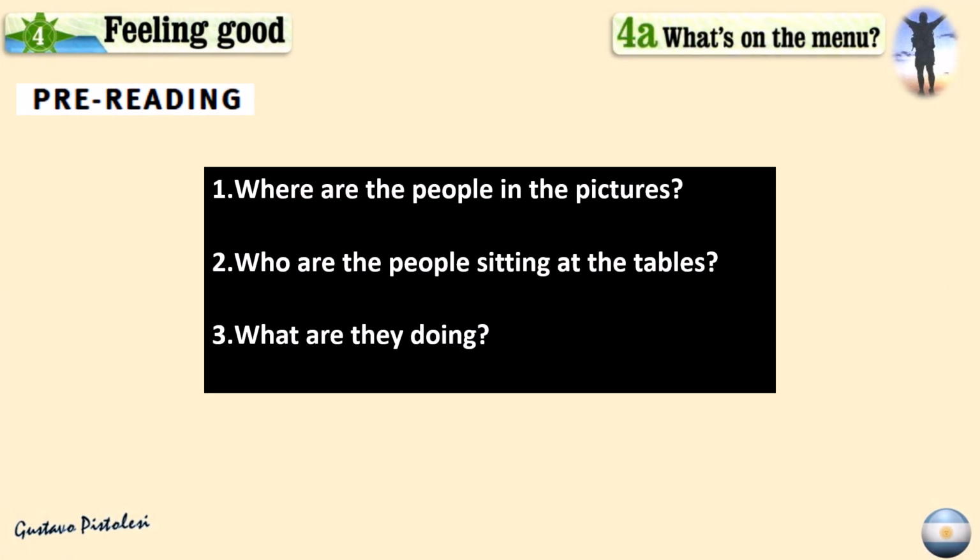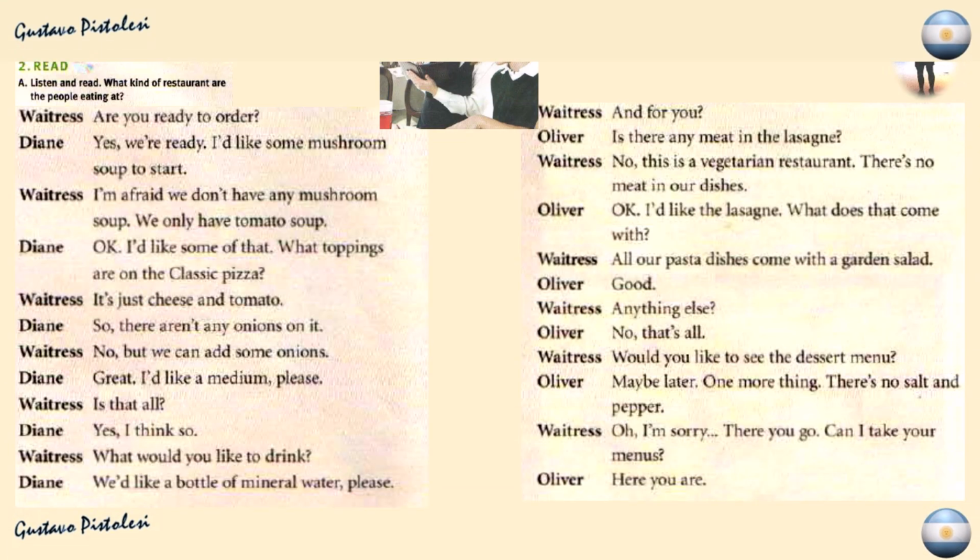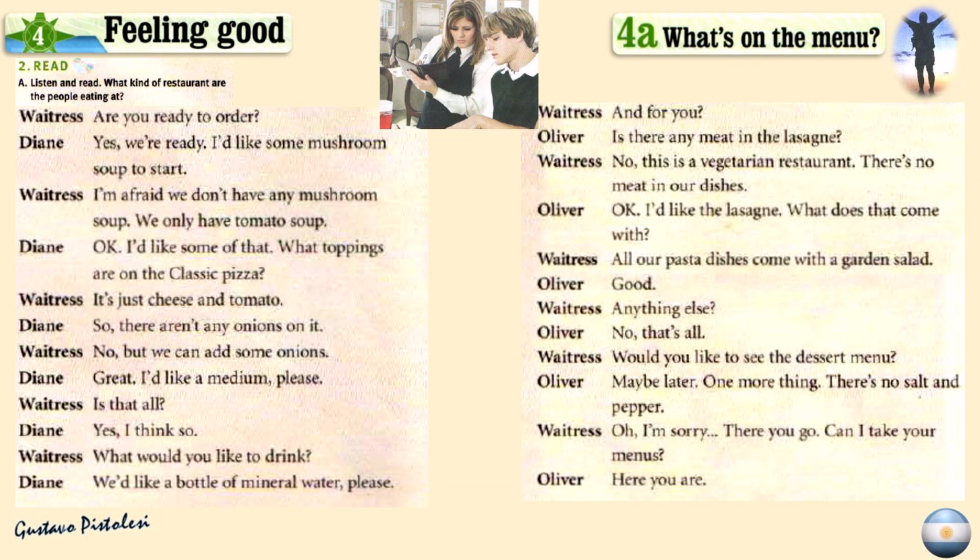1. Where are the people in the pictures? 2. Who are the people sitting at the tables? 3. What are they doing? 2. Read. A. Listen and read. What kind of restaurant are the people eating at?